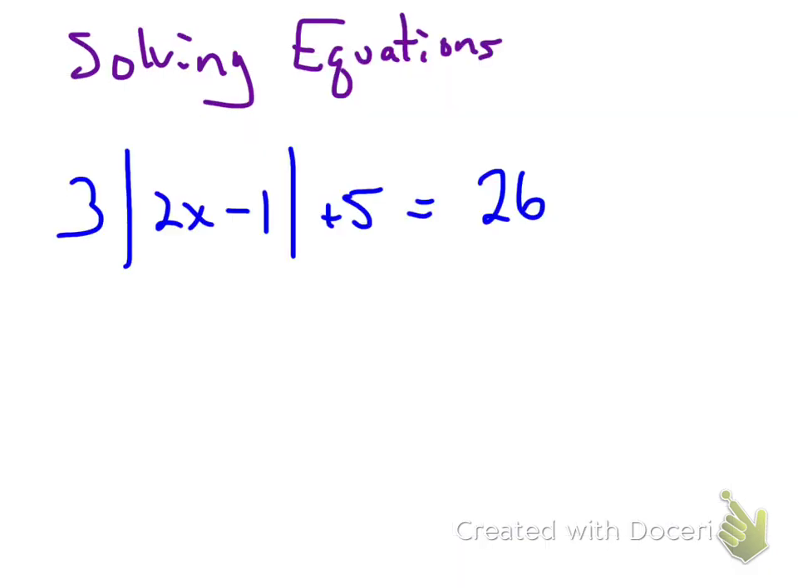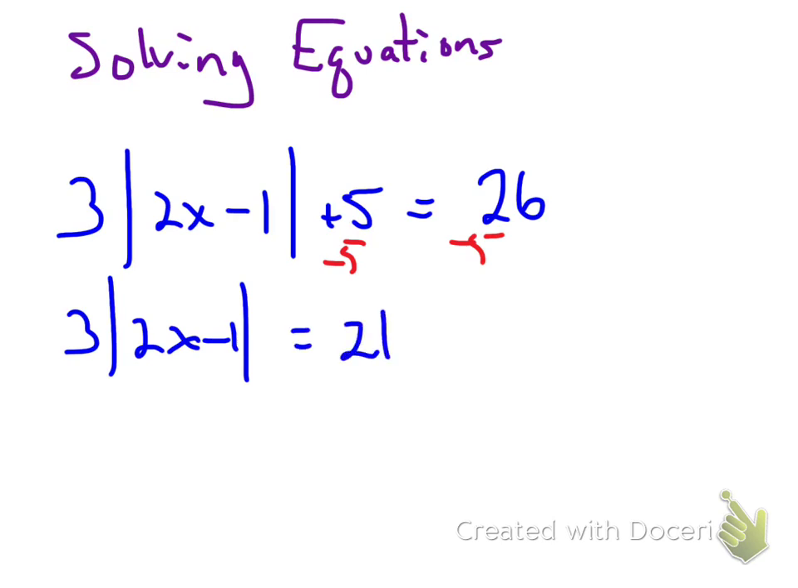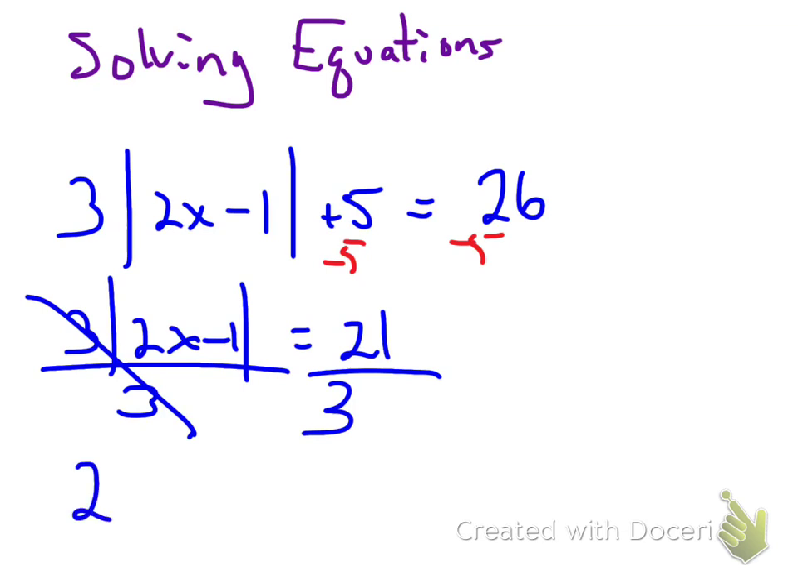Next topic, solving equations. I have a couple of them for you. Go ahead and solve that one. All right, hopefully you're finished, and the first thing I want to do is get rid of anything that's adding, so I'm going to subtract 5 from both sides, giving me 3 absolute value of 2x minus 1 equals 21. My goal is to get this absolute value by itself, so I'm going to divide everything by 3. That cancels out. Absolute value of 2x minus 1 equals 7.